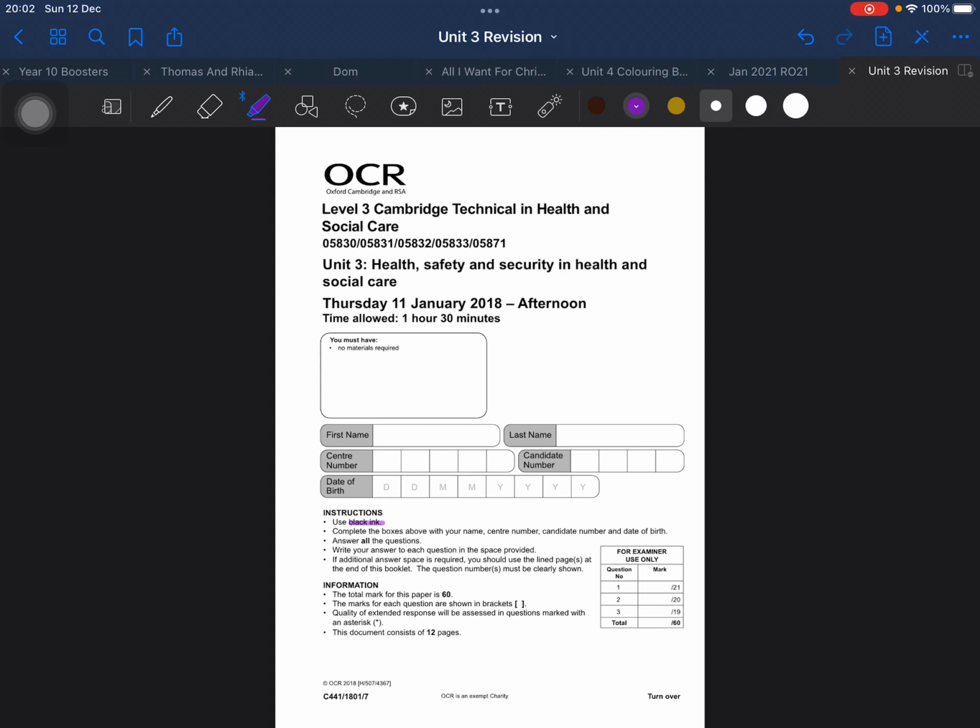In this paper, unlike some subjects, you are expected to answer all of the questions that are set, and this tells you that the total mark for the paper is out of 60 and that there are 12 pages. Make sure that you have answered something on each of those 12 pages and that you haven't had a page that's got stuck together so that you've ended up missing something.